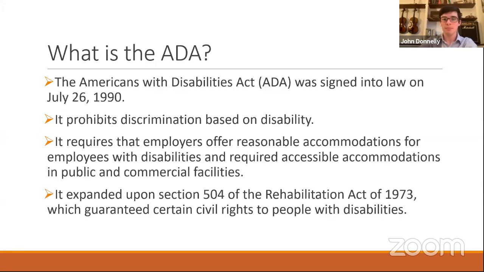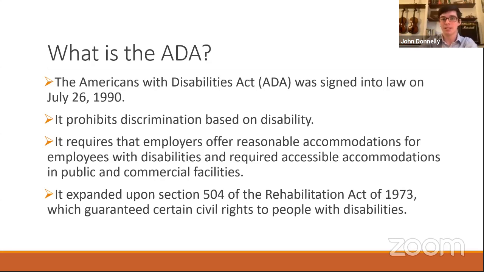What is the actual ADA? The ADA is the Americans with Disabilities Act. It was signed into law on July 26, 1990. So we're approaching its 30th anniversary pretty quickly. It's really such a substantial document that that's why I wanted to analyze it a little bit more with all you guys. It prohibits discrimination based on a disability. So very important, just like the Civil Rights Act when it went into effect.